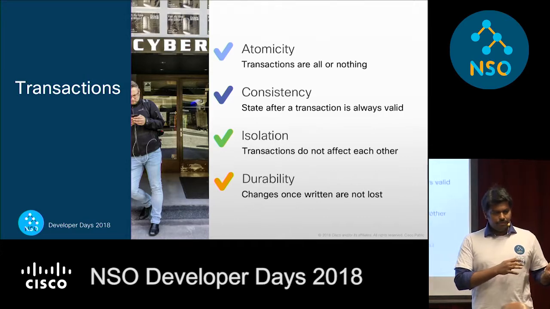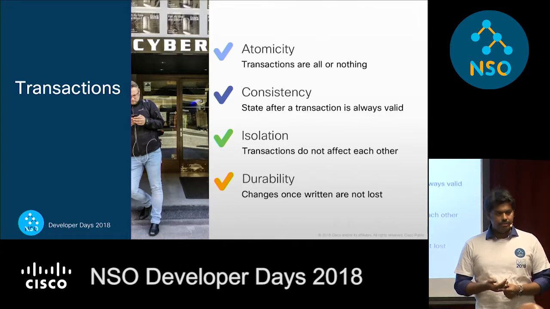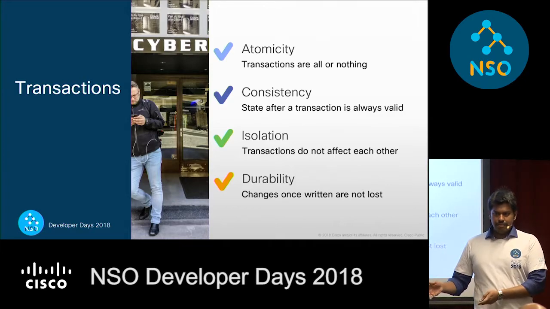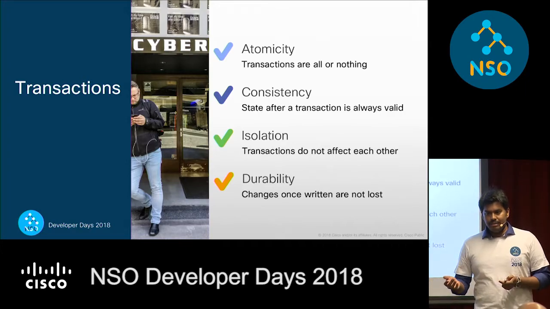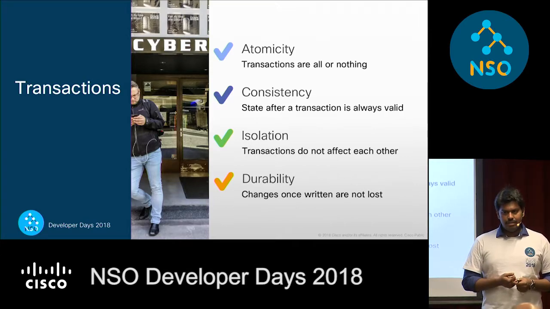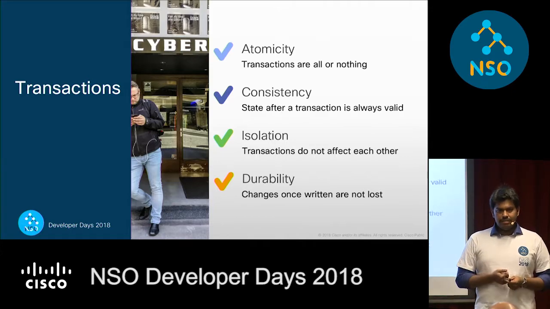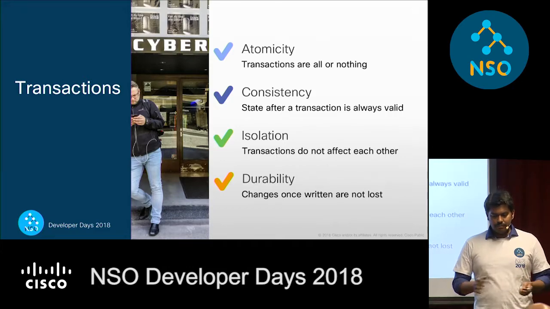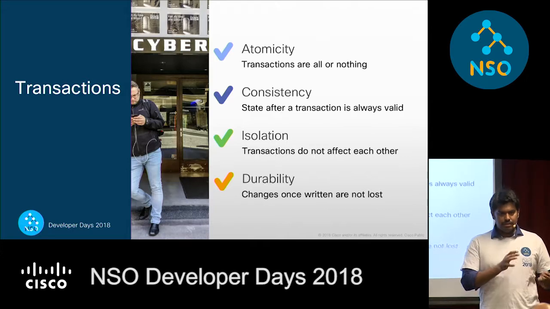So when a transaction is complete, you can say that the system is in a valid state right now. And when another transaction completes, the state will be valid after the transaction. And the validity is defined according to the transaction system. In this case, it's defined by the Yang models and some constraints that you place in the model using must statements or your own validation points. So in NSO's case, what it means is that the CDB is always consistent with the models.